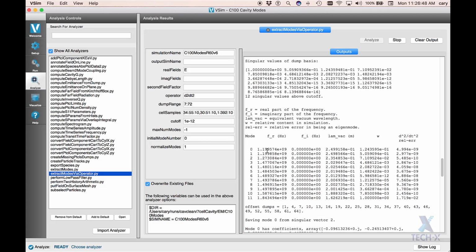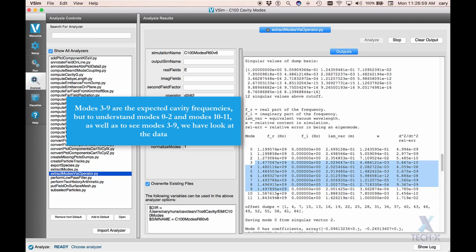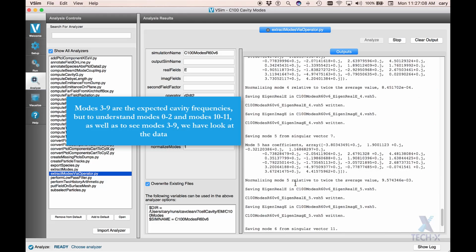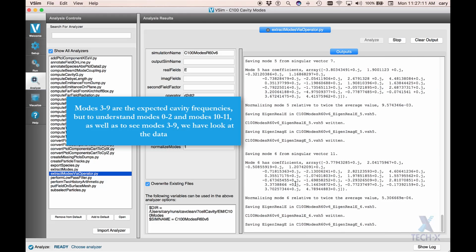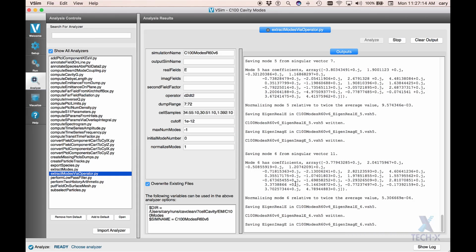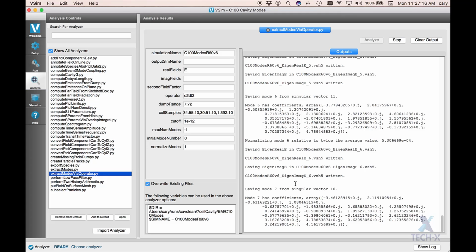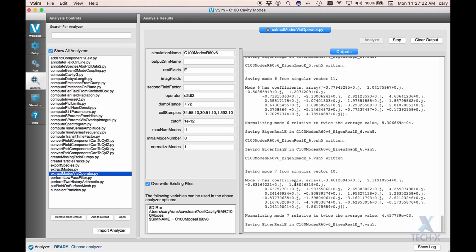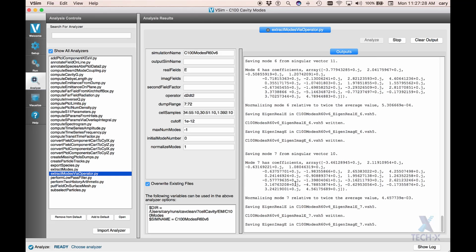Looking back at these frequencies, we see 1, 2, 3 that are not what we expect. Then modes 3 through 9 are in a band starting at 1.477 going up to 1.497, and those are the 7 accelerating modes that we expected to find. And then we see there are two more modes, and we don't know what those are. So we're going to have to just wait and find out what those modes look like so that we can see whether those modes make sense.